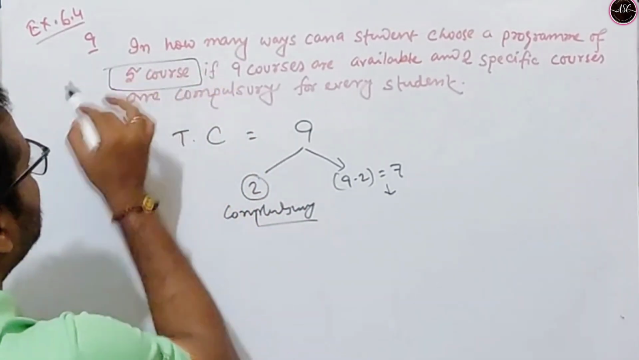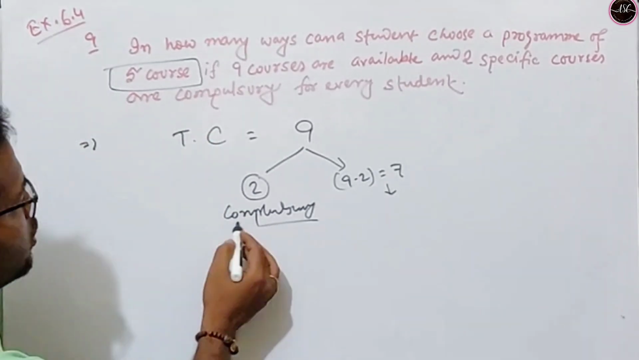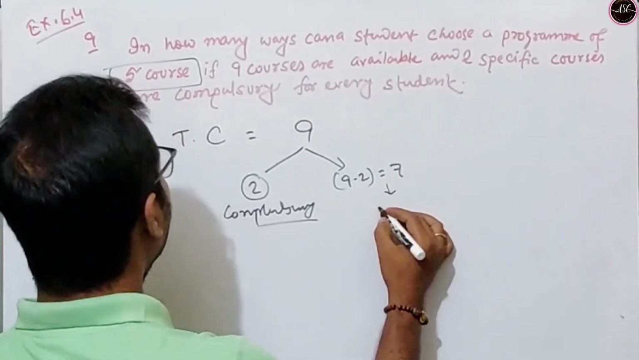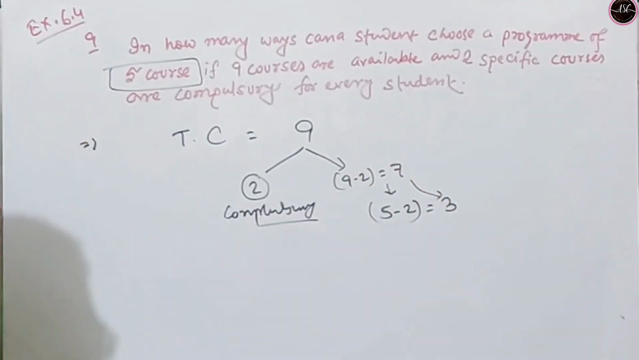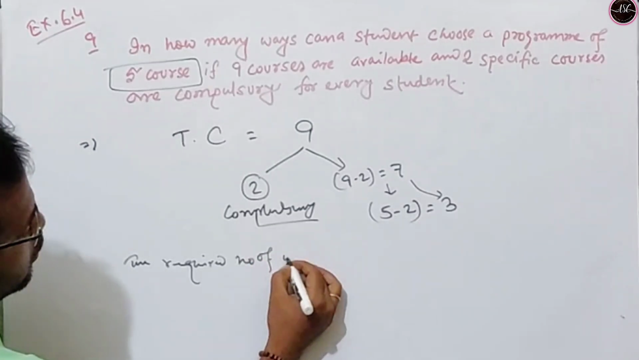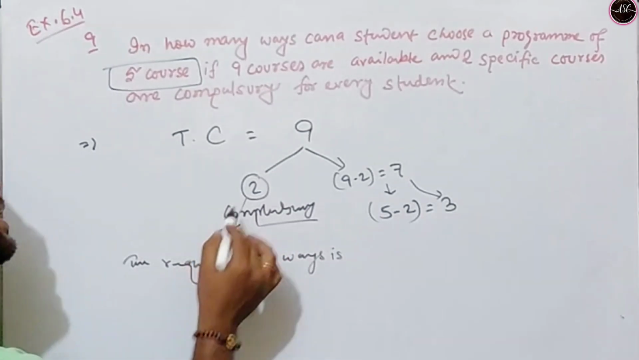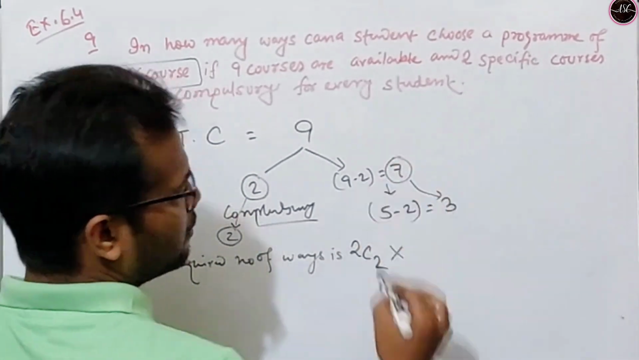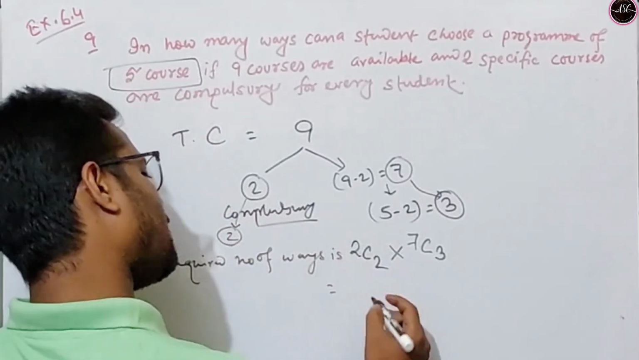Here in total he should take 5 courses. If 2 courses are compulsory, then there is 5 minus 2, that means 3 courses. So among these 7 courses, 5 minus 2 additional, equal to 3 courses, can be chosen from the 7. So the required number of ways is, just from these 2 he should select 2 compulsory. This is compulsory. So 2C2 into here from 7 he selects 3. So 7C3. Okay.